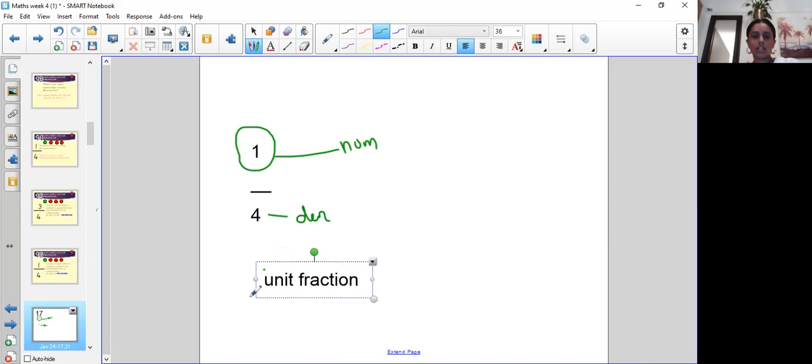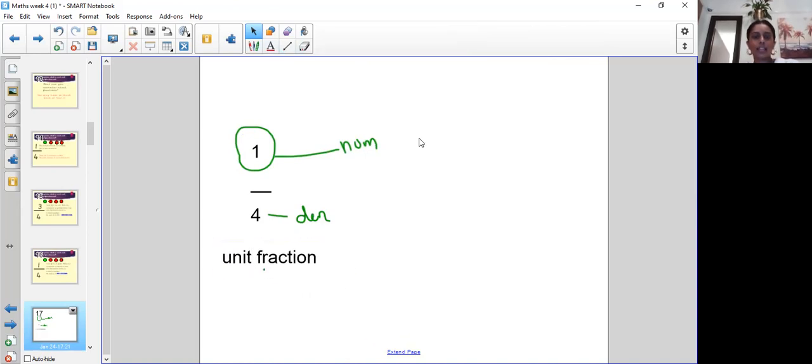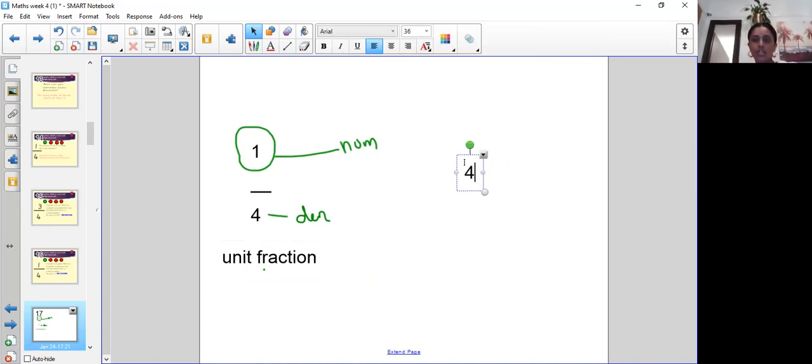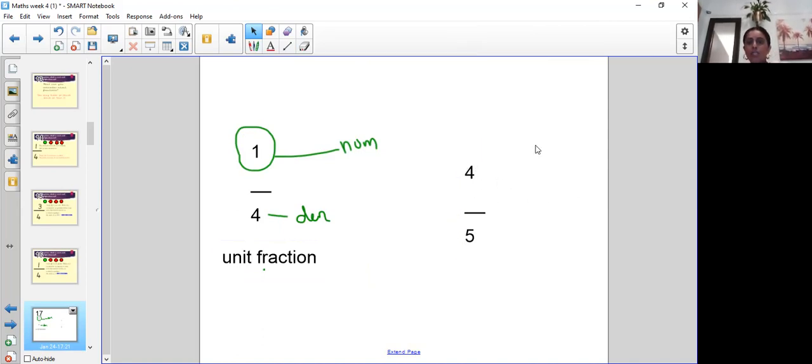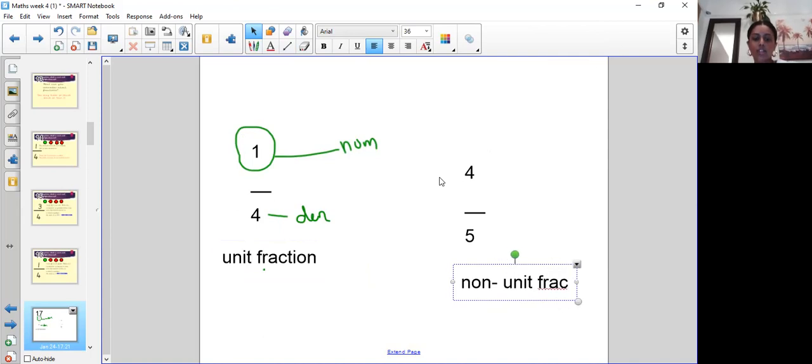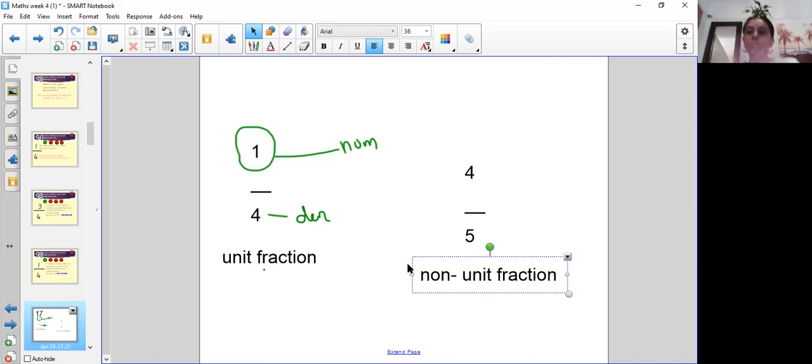Now if I have another fraction, let's think, 4 over 5. There's my fraction. This is my numerator, this is my denominator, but this is called a non-unit fraction. The reason it is called a non-unit fraction is because my numerator is larger than 1. So if my numerator is 1, it's called a unit fraction. But if my numerator is larger than 1, it's called a non-unit fraction.